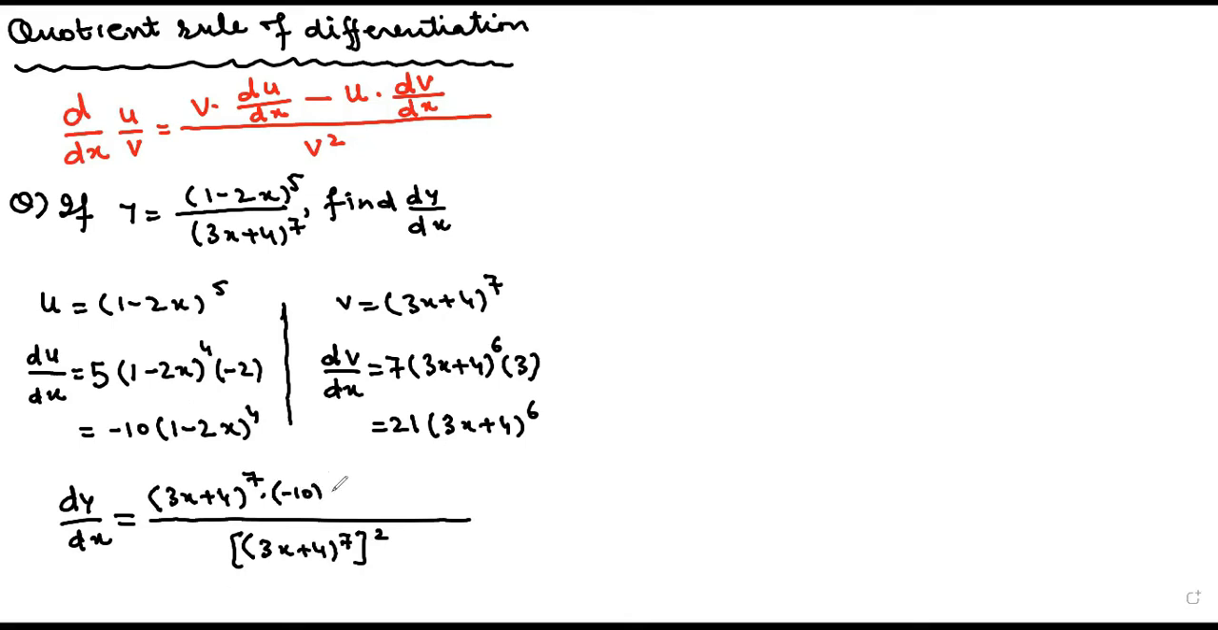Minus 10, (1 minus 2x) power 4. We will put a minus sign which is in the formula. You can see that this one is a minus sign here. Now we will write down (1 minus 2x) power 5 as it is and multiply with the derivative of the other function. The derivative of the other function is 21, (3x plus 4) power 6.